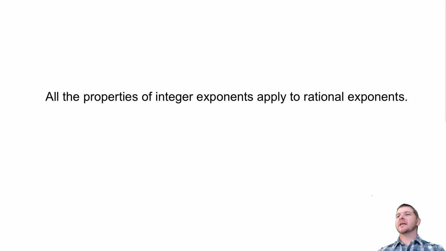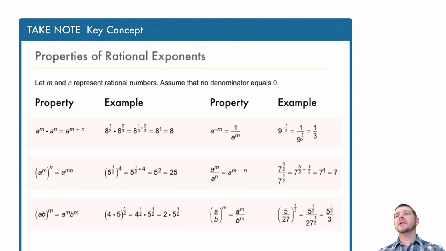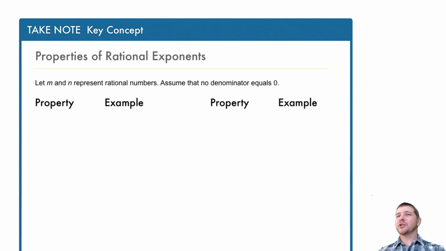All the properties of integer exponents apply to rational exponents. Take note, key concept, properties of rational exponents. Let m and n represent rational numbers. Assume that no denominator equals 0. We'll see properties on the left and some examples on the right.